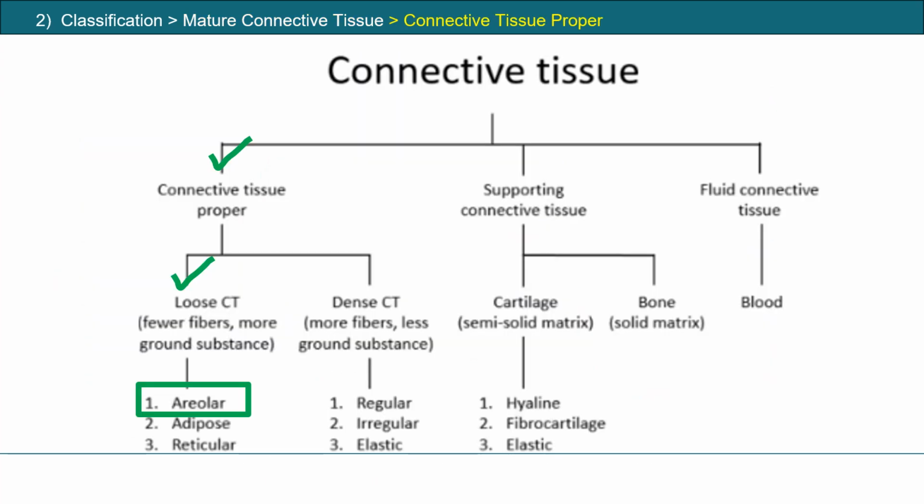Okay, so now that I already gave you the map, we're going to start using it to explain all the information. We're going to start talking about the connective tissue proper, and in particular, we're going to study the loose connective tissue, the one that has a lower number of fibers and a higher amount of ground substance. So it is less dense, more like a gel in consistency, and we're going to start with the first one, that is the areolar connective tissue.